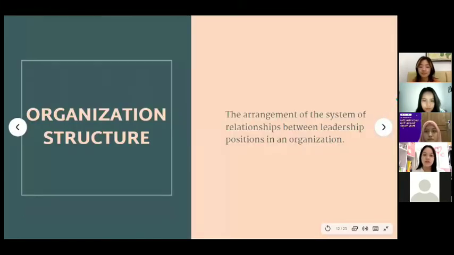Next, let me explain about the structure of the organization. Organization structure is the arrangement of the system of relationship between leadership positions in an organization. This is the result of consideration and awareness of the importance of planning for the determination of power, responsibility, and of course, specialization of each member in the organization. Organization structure establishes how tasks and jobs are divided and formally coordinated. It is an arrangement and relationship between parts, components, and positions within a company.